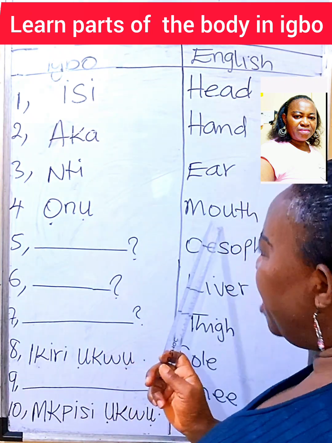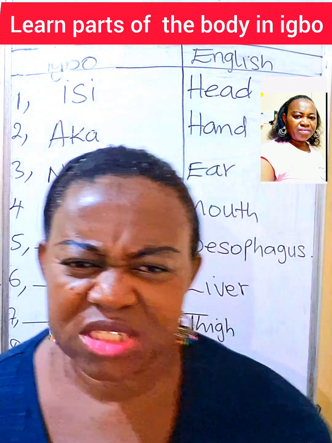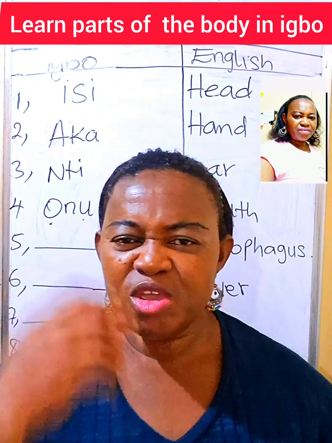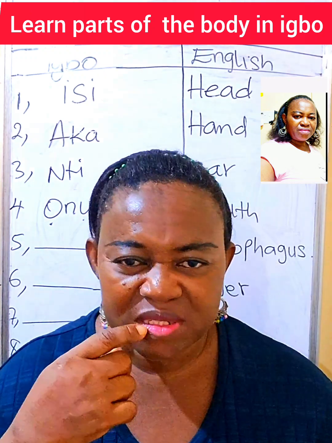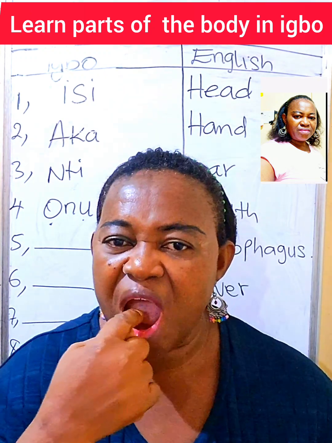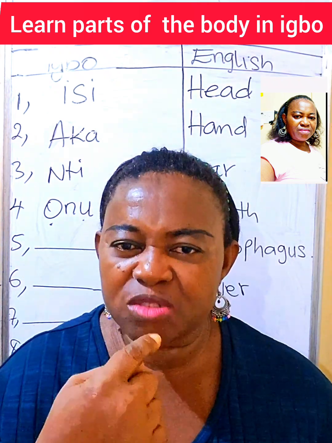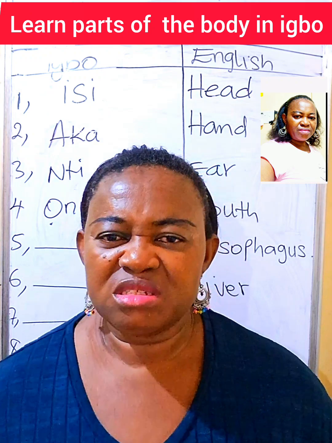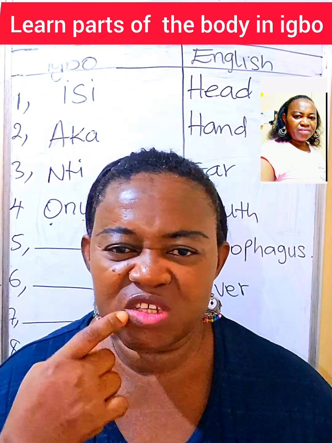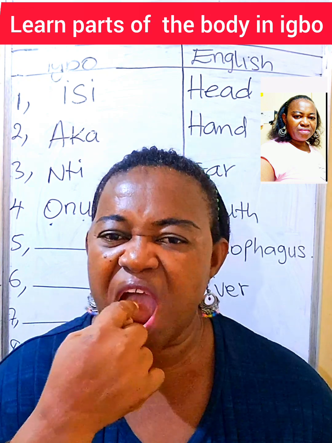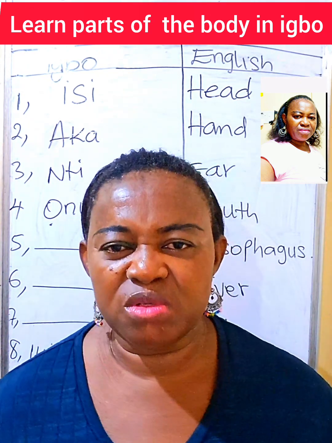Onu, mouth. Onu means what? Mouth in English. Class, all stand up. Show me your mouth. Some say that this is my mouth. Here is your lips, not mouth. This is your mouth. Point to your mouth, class. This is my mouth. Okay? Open your mouth. And not your lips. Here is your lips. And here is your mouth. Okay? So you call mouth onu in Igbo.